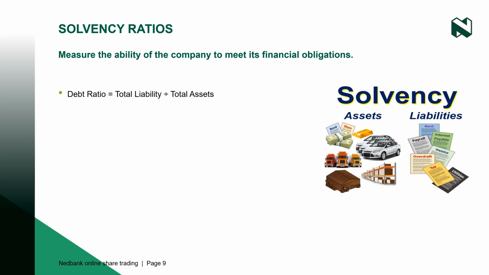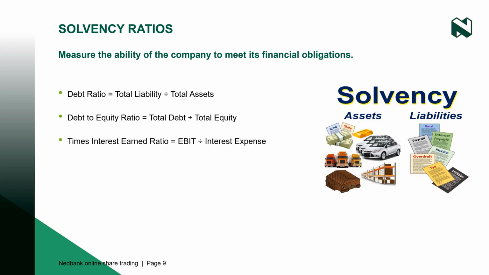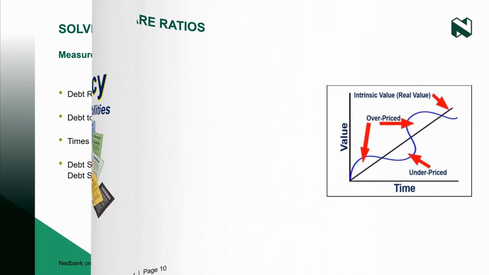Debt ratio, which is total liability divided by total assets. Debt to equity ratio, which is total debt divided by total equity. Times interest earned ratio, which is earnings before interest and taxes divided by interest. Debt service coverage ratio, which is net operating income divided by total debt service.